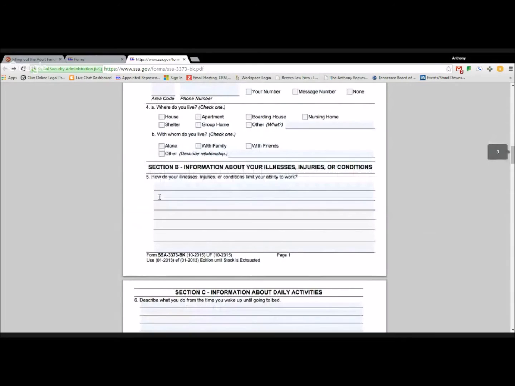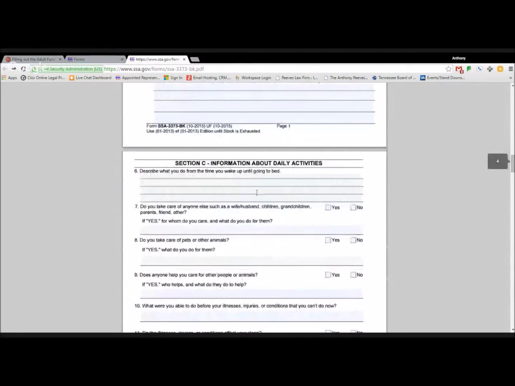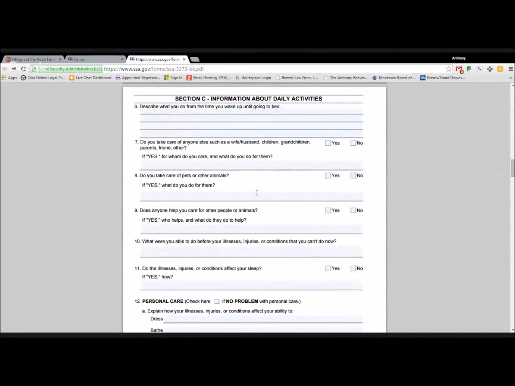When it says, how do your illness, injuries, or conditions limit your ability to work? People, remember, the primary focus of Social Security is how it limits your ability to work. So when you're answering these questions, explain them based on how your condition affects your ability to work. Now it's going to ask you little things. Describe what you do from the time you wake up until going to bed.